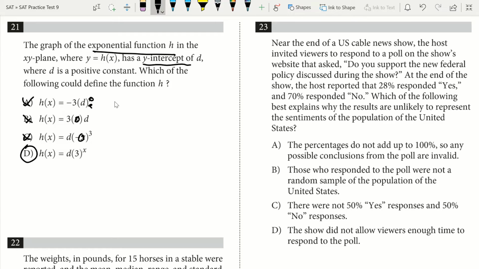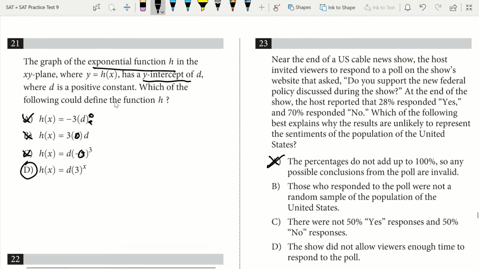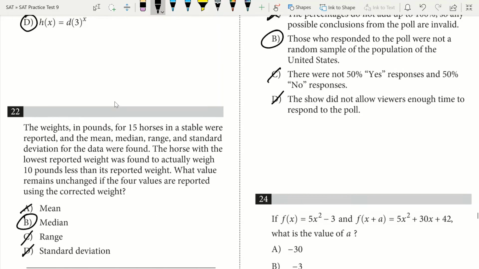Which of the following best explains why the results are unlikely to represent the sentiments of the population of the United States? Okay, A is incorrect because the percentages do not add up to 100, so any possible conclusions from the poll are invalid. No, that's not why. The reason it's not going to be accurate is because it was on one U.S. cable news show. It's their audience, right? That show could be biased. We don't know, okay? So it's not a random sample of the population of the United States. Our answer is going to be B. We can get rid of C and D, move on.